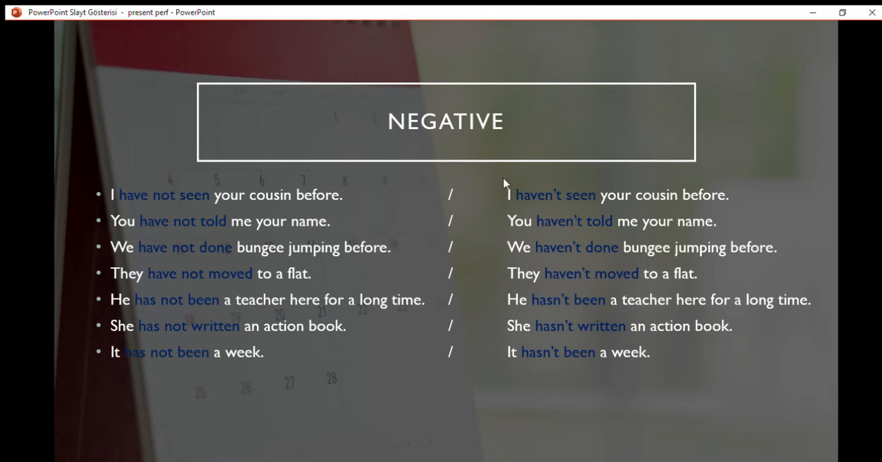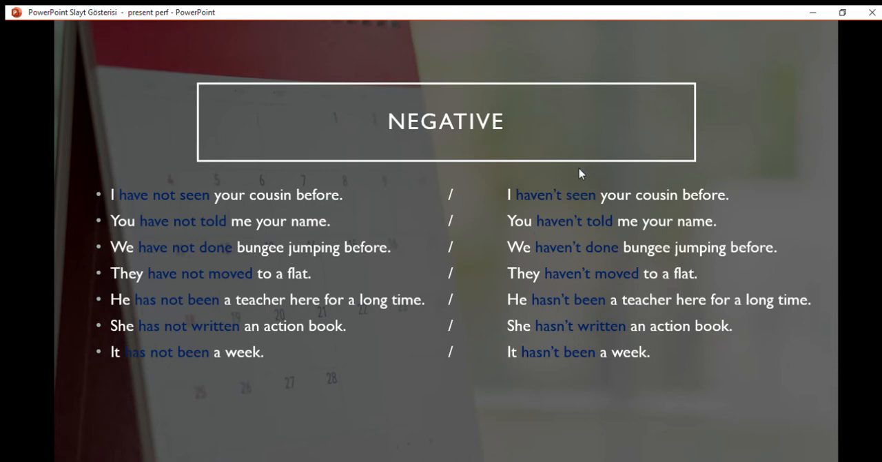Now the negatives, most of the time because they are short, we prefer to use the short forms. They're easy to say, they are short. So let's see. Haven't, hasn't. Let's remember they, have and has here mean present perfect tense.